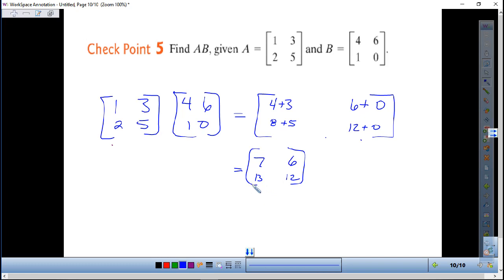So check your work. Row, column, 1 times 4, 3 times 1, that's where that comes from. 1 times 6, 3 times 0, that's where that one comes from. 2 times 4, 5 times 1, that's where this comes from. And 2 times 6, 5 times 0, that's where that one comes from. And just do the sums and you get that answer.